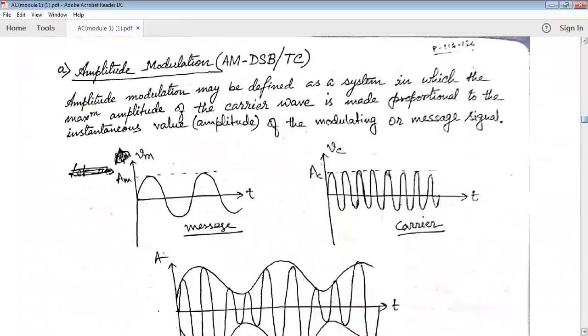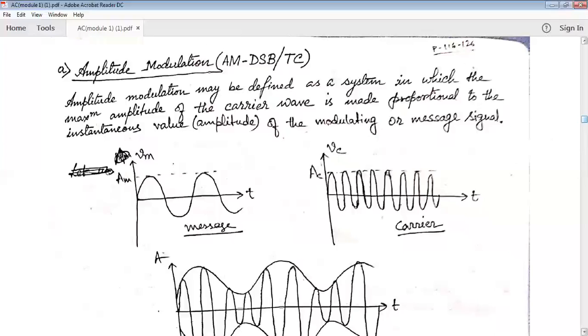Okay, now modulation is basically classified into two parts: analog modulation and digital modulation. Analog modulation has basically three types: amplitude modulation, frequency modulation, and phase modulation. Today I'm discussing just the analog modulation part, the basics of analog modulation.